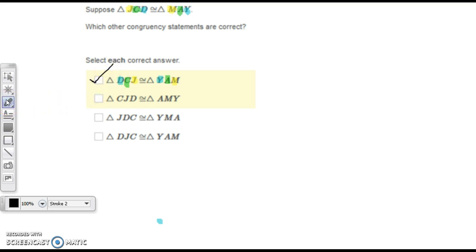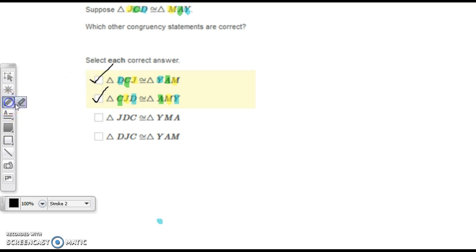Let's check the next one. We start off with C. I went ahead and labeled C green, so I'm going to stick with that. And C has to correspond to A, which it does. And then we go to J, and J has to correspond to M, which it does. And then lastly, we have D, which corresponds to Y. So that is also a true statement.